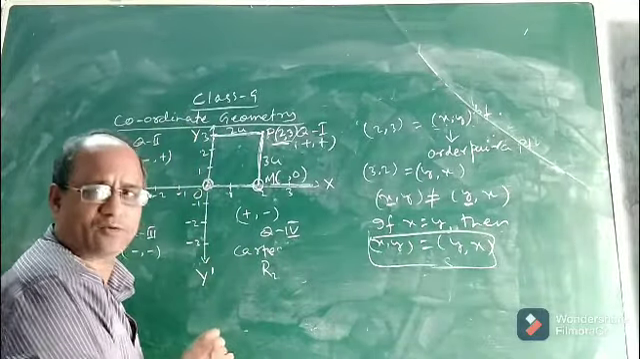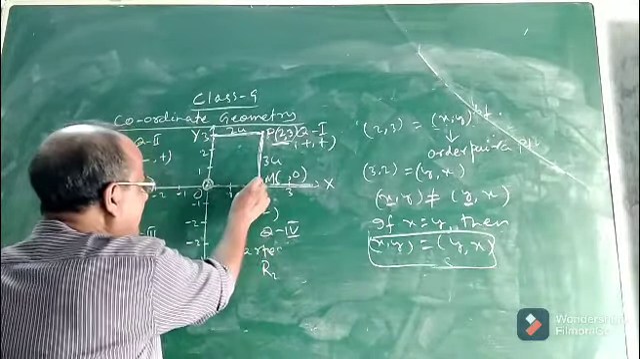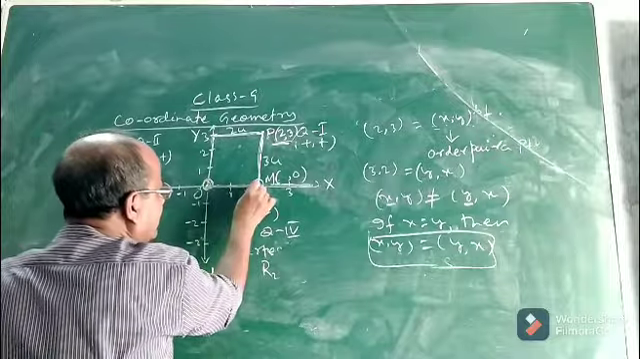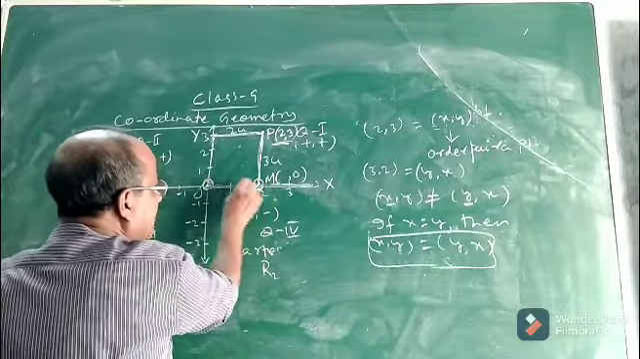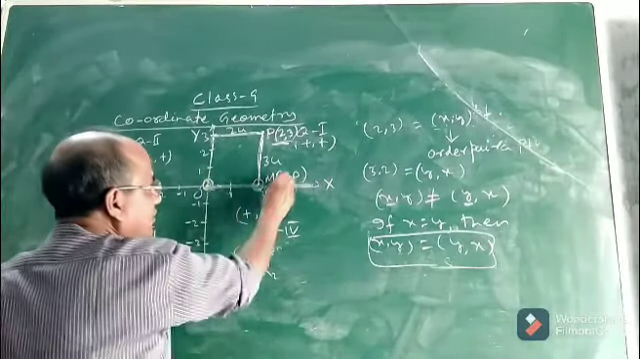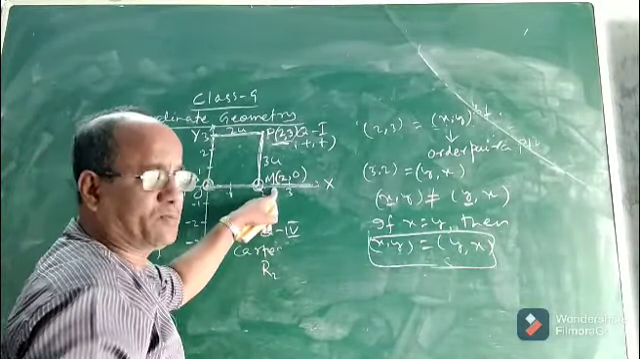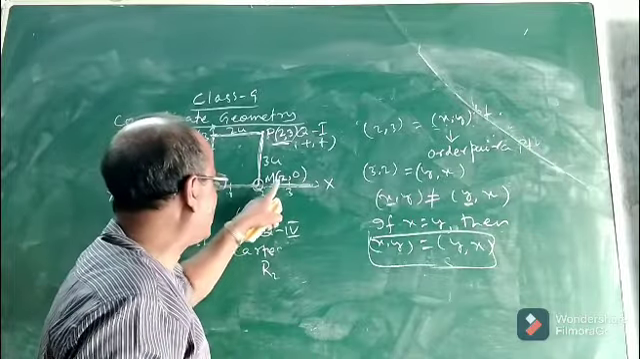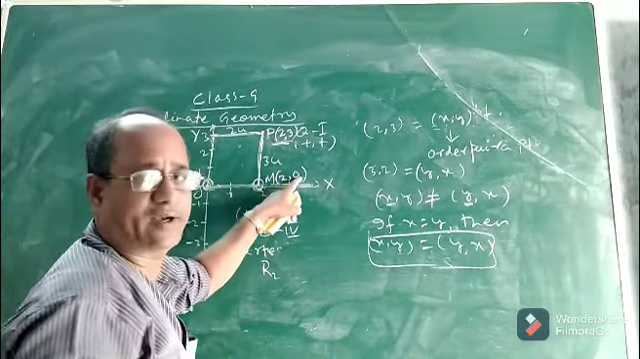Why will the x coordinate not be 0? Because this point is at some distance from the y-axis. What is the distance? It is 2 units. So it will be 2, 0. The coordinates of this point will be 2, 0. That means the x coordinate of M will be 2 and the y coordinate will be 0.